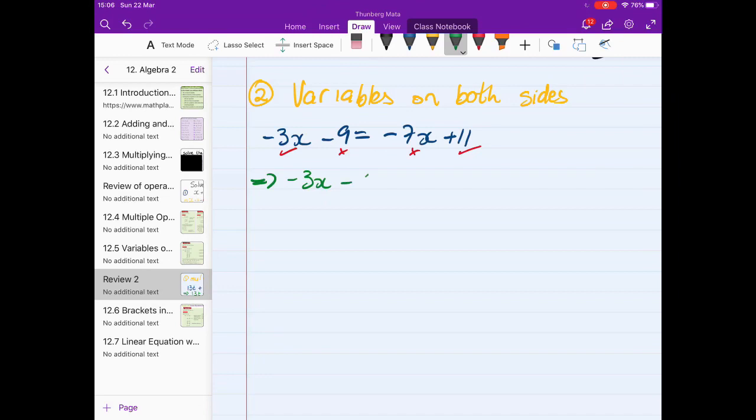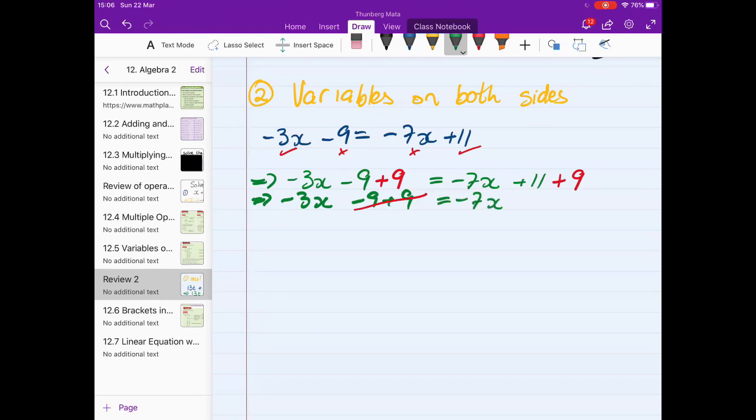So first off, my equation as it is: minus 3x minus 9 is equal to minus 7x plus 11. So if I want to remove that minus 9 on the left-hand side, I'll have to add 9 to it. If I want to do that to the left-hand side of the equation, I'll have to do the same thing to the right-hand side. So now I'll have minus 3x minus 9 plus 9, well, they'll cancel each other out.